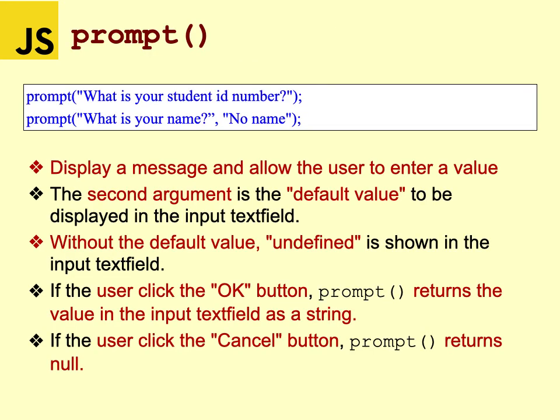Next thing is prompt. Prompt, what is your student ID number. Second instruction, prompt, what is your name, no name. It displays a message and allows the user to enter a value. The second argument is the default value to be displayed in the input text field. Without the default value, undefined is shown in the input text field. If the user clicks the OK button, prompt returns the value in the input text field as a string. If the user clicks the Cancel button, prompt returns null. Thank you.